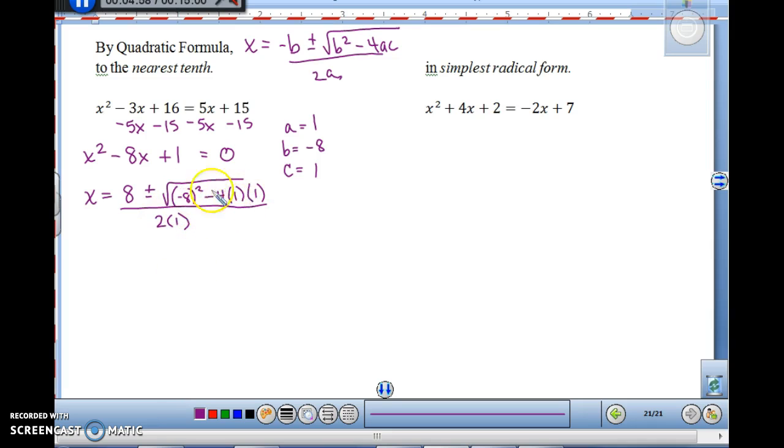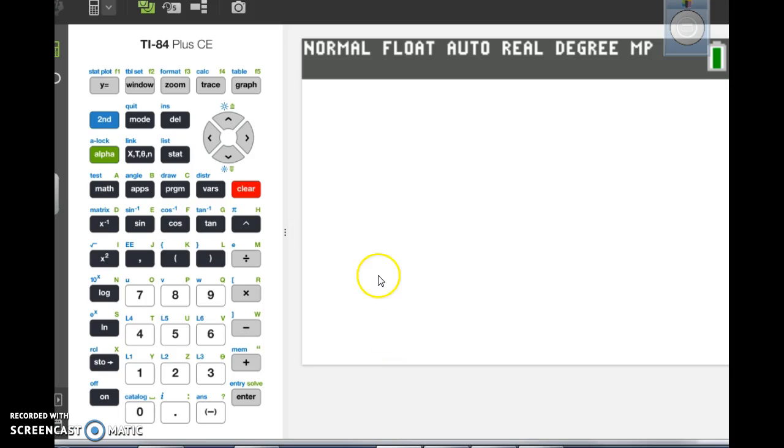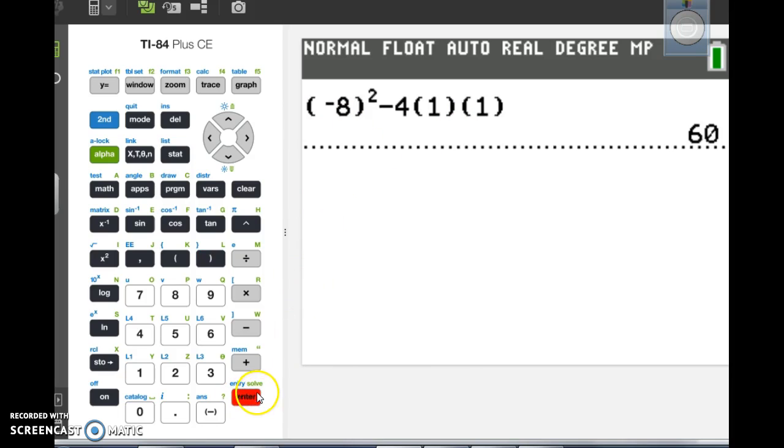Okay, now what's under the square root I can put in my calculator, remember? Make sure you use the parentheses, especially with the negative 8 squared, because if you don't, you're going to get the wrong answer, because it won't square the negative. All right, so I'm going to go to my calculator. I'm going to do parenthesis, negative 8 quantity squared, minus 4 parenthesis 1 parenthesis parenthesis 1. Okay, notice that's exactly what I wrote on my paper, parentheses all. So that gives me 60.